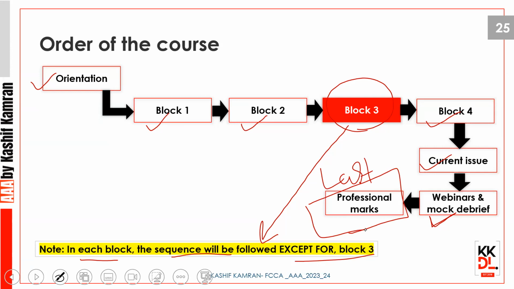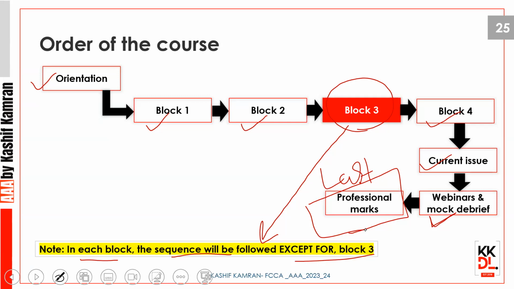And the first thing you will watch is the orientation. And then you go in the order: block one, block two, block three, block four, current issues and the webinars. Is this flowchart clear? Can you take a printout of this as well and put it on your reading tables and on your study desks?